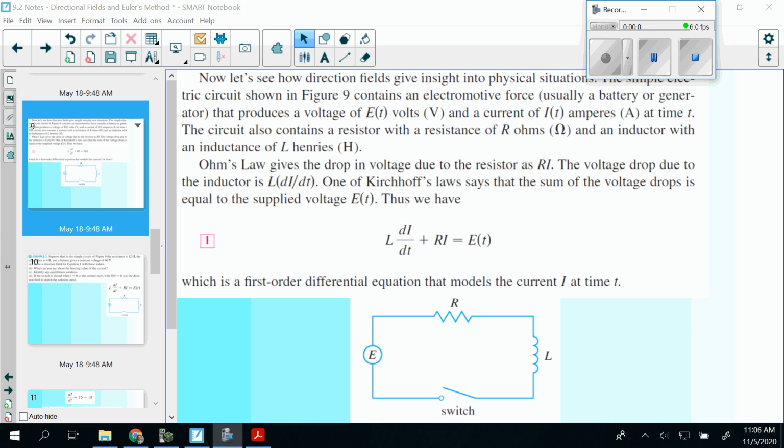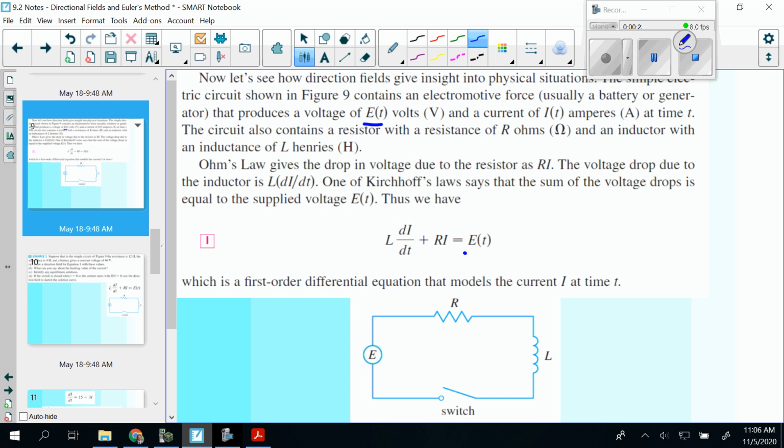All right, let's look at a real life example of one of these directional fields for this simple circuit shown below. This figure gives a circuit that would be driven by an electromotive force, usually like a battery or generator. What it's going to do is produce a voltage, which they're calling E on this one. So here's E in our equation, and that would be like whatever's hooked up to this, like a battery.